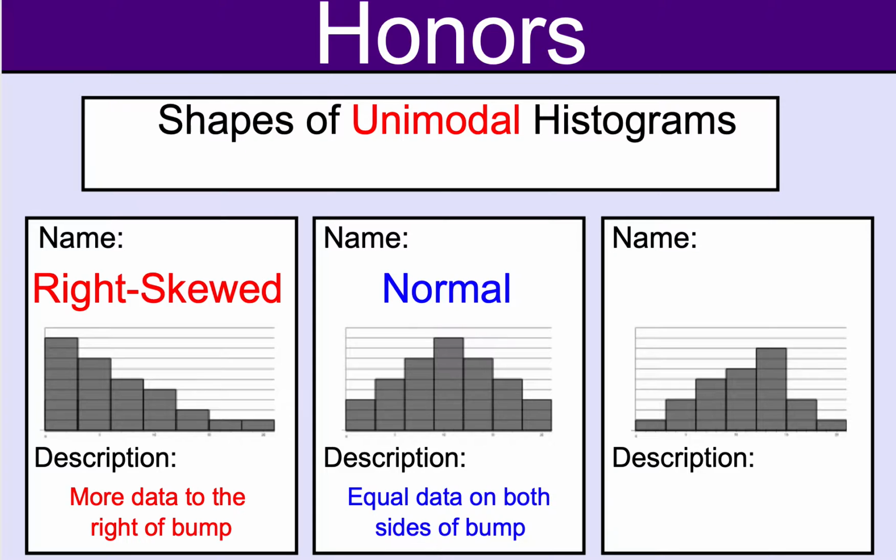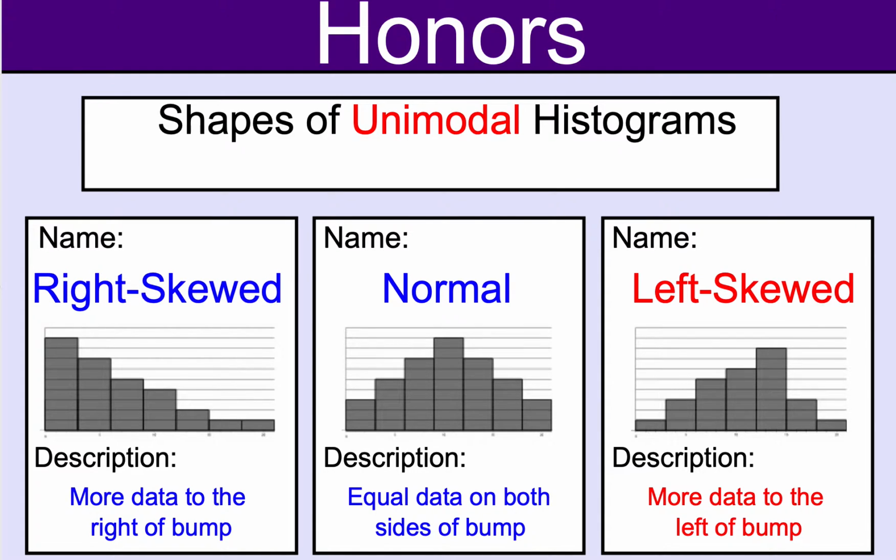Next example would be right skewed. And this is where there's more data to the right of the bump. So in this case, we'll see that there's more data over here on the right side of the bump. It's also convenient to notice that there's a tail coming away from the data on the right side. Both of those seem to work pretty well to identify these.